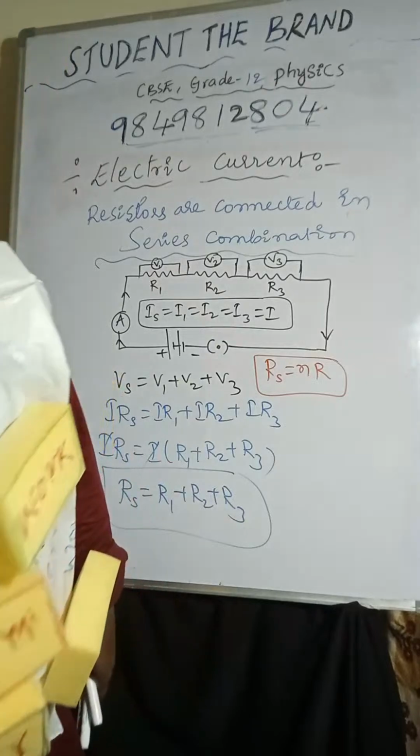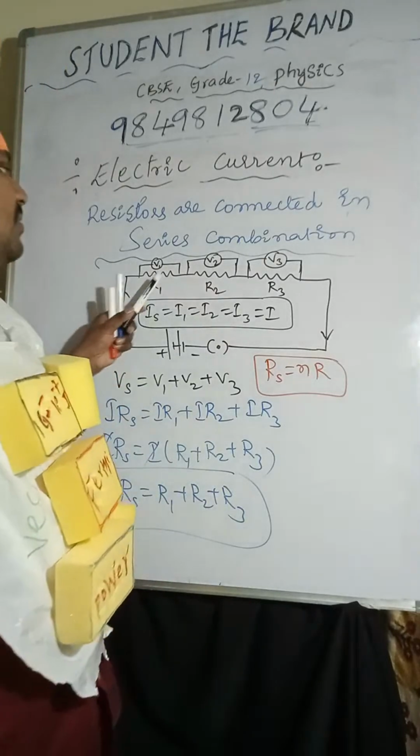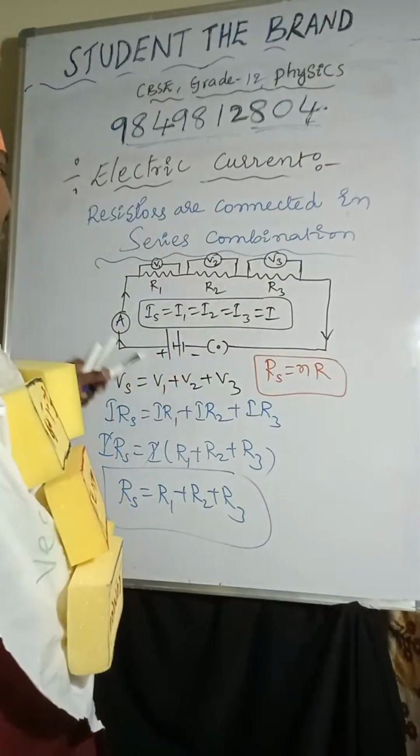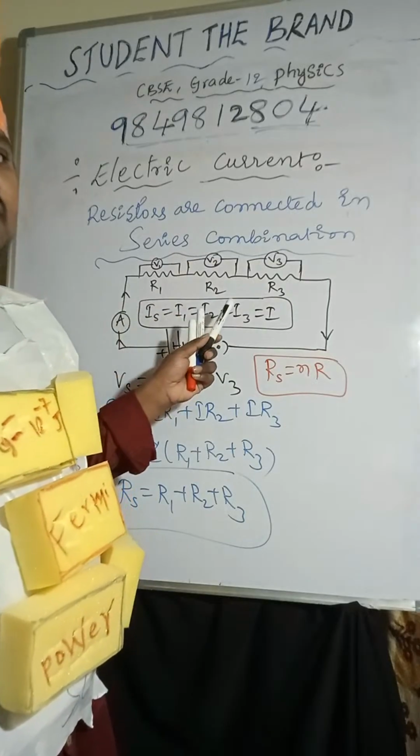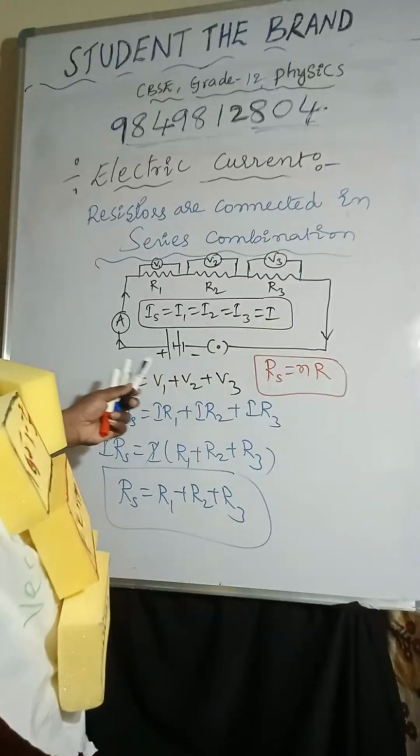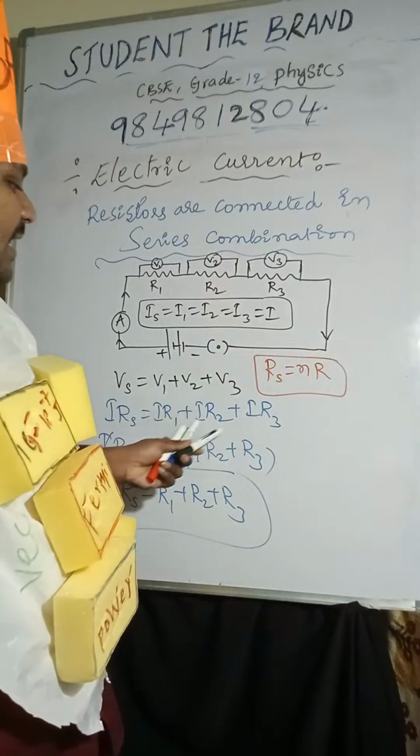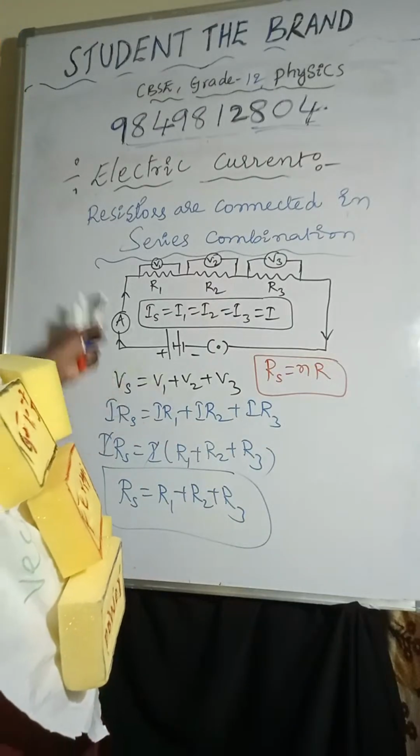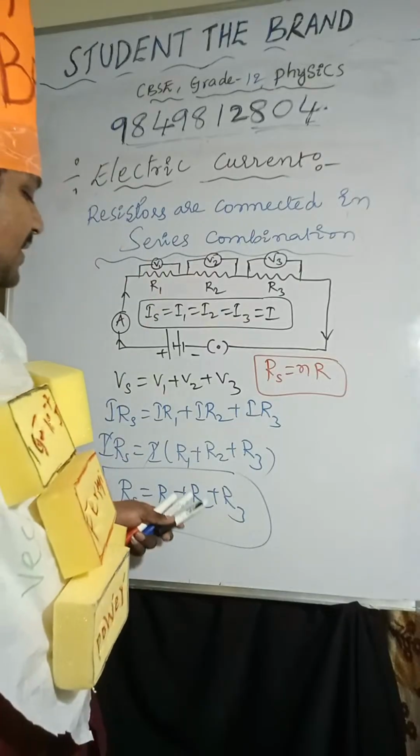If resistors are connected in parallel combination, now you can observe here R1, R2, R3, potential difference V1, V2, V3. So entire the circuit current is same. I1 equal to I2 equal to I3 equal to I. So IRs equal to IR1 plus IR2 plus IR3. I am taking common because I, so entire the circuit current is same. I get cancelled. Rs equal to R1 plus R2 plus R3.